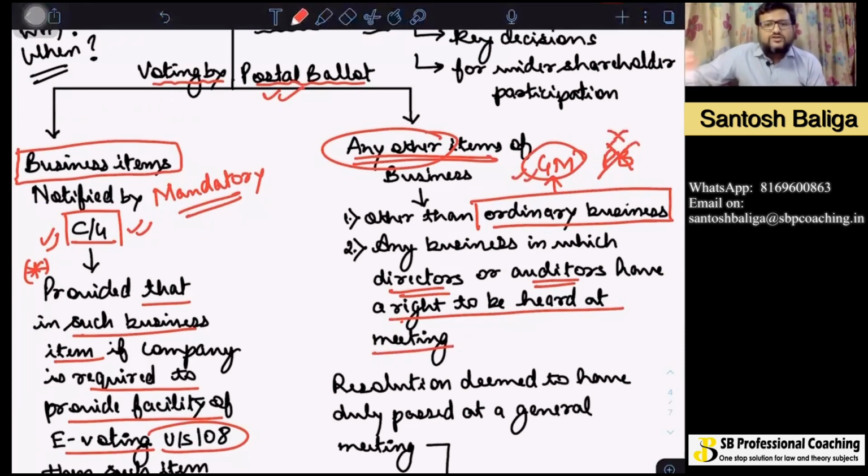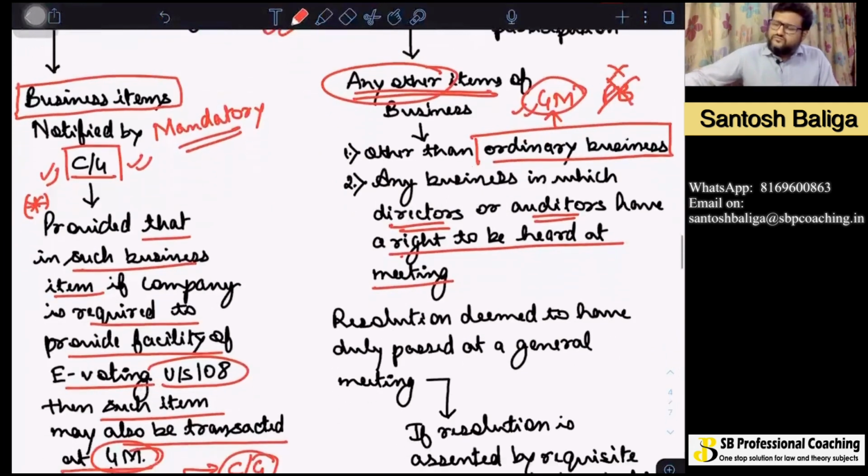I hope this part also is clear. So there are two parts of it. When would we have postal ballot used? One is business items notified by central government. Other is any other business items which is not ordinary business or in which the directors or auditors do not have a right to be heard at the meeting. I hope this is clear.